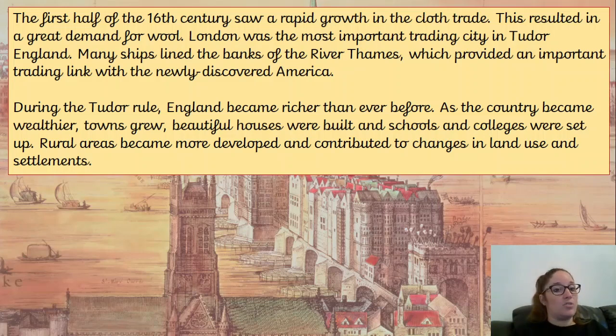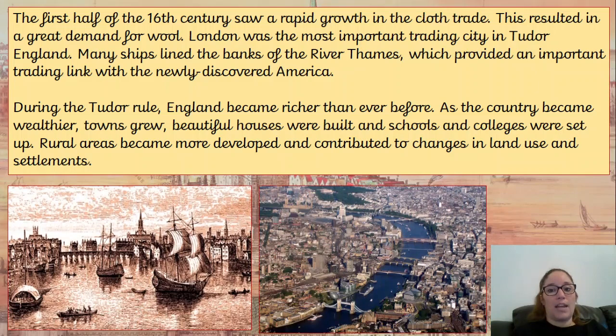So during the Tudor rule, England became richer than ever before. As the country became wealthier, towns grew, beautiful houses were built, and schools and colleges were set up. Rural areas became more developed and contributed to changes in land use and settlement. So if we look here, this was the River Thames in Tudor times with the ships coming in. Now look at the River Thames today.